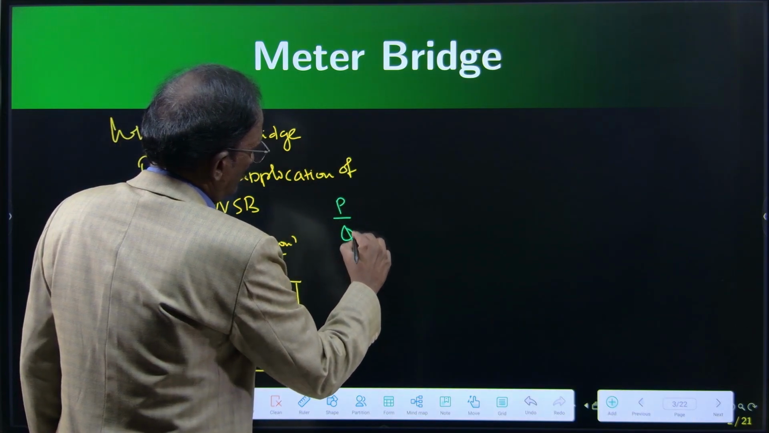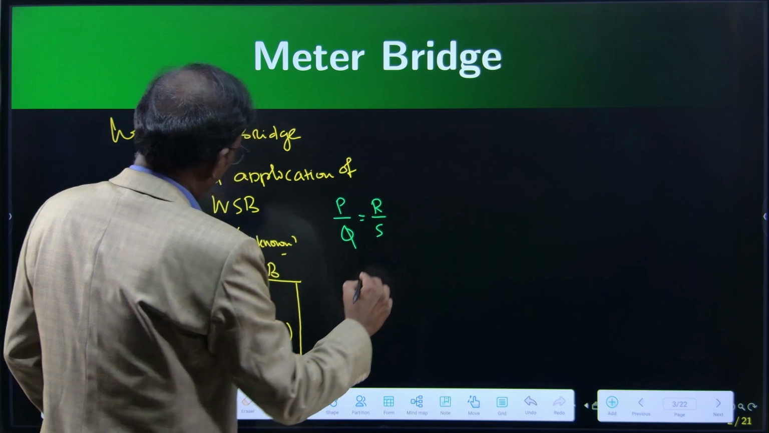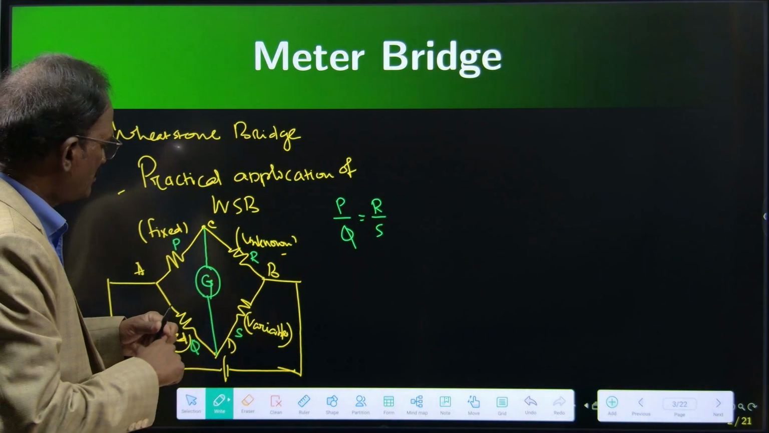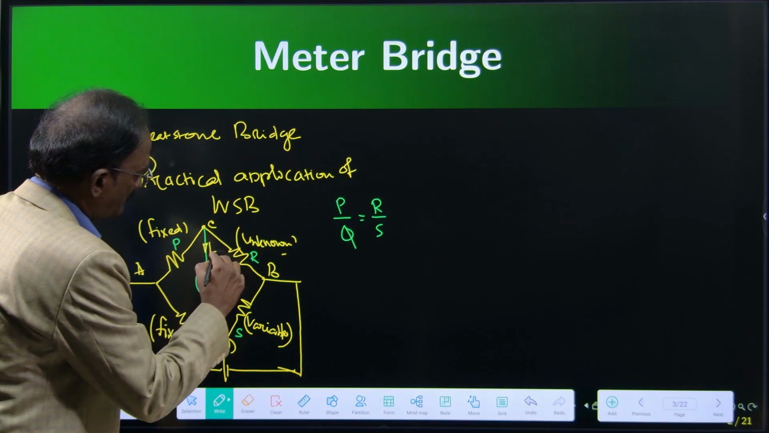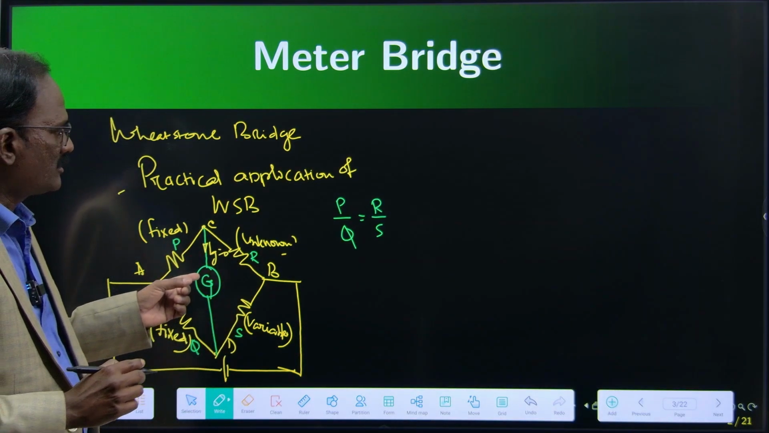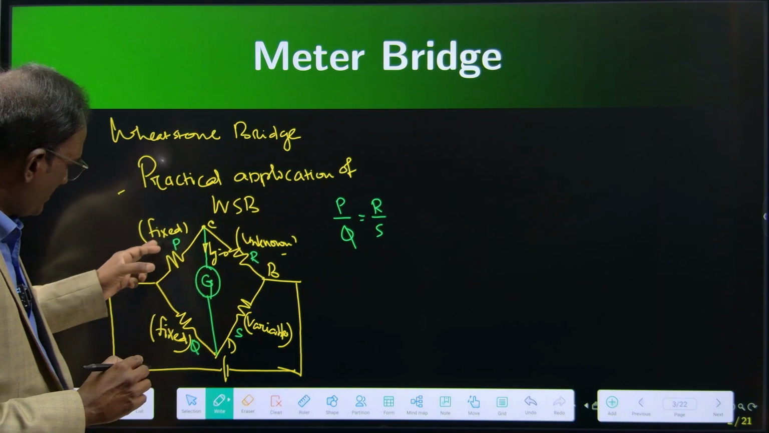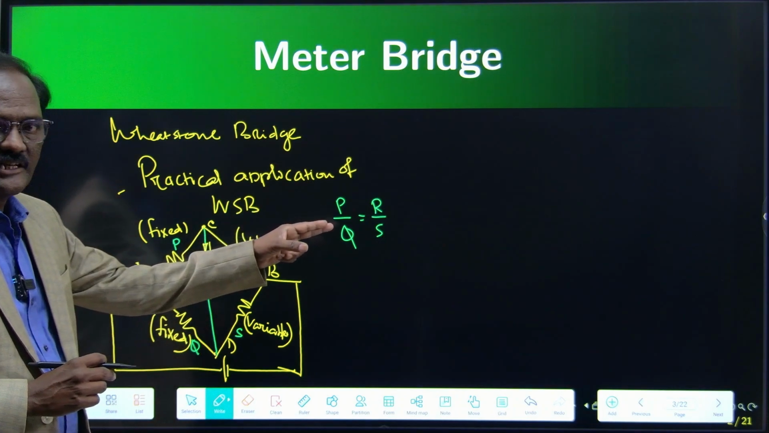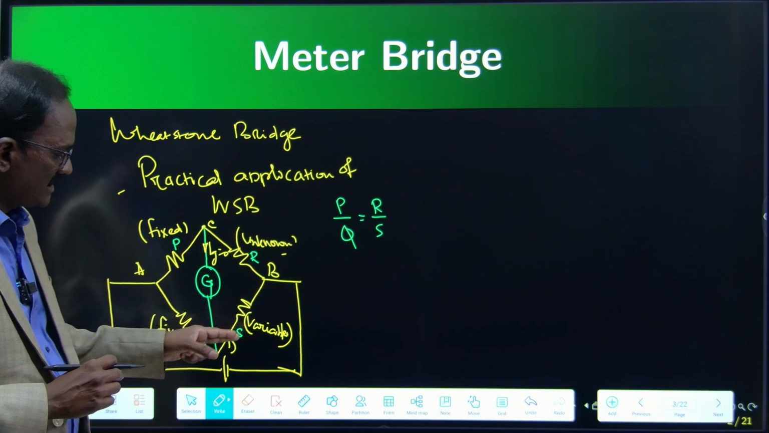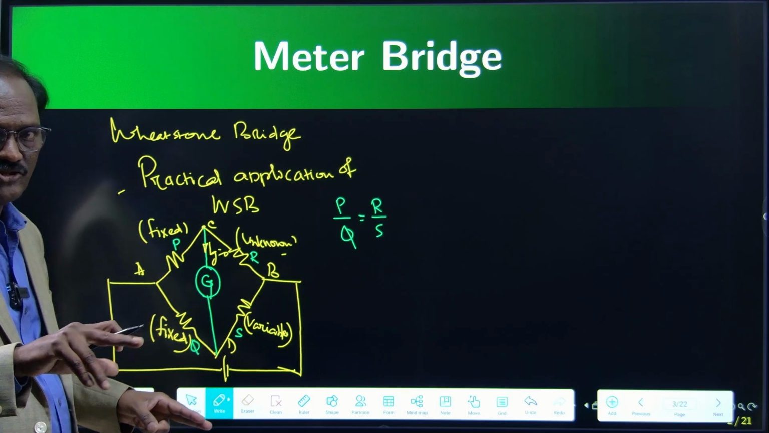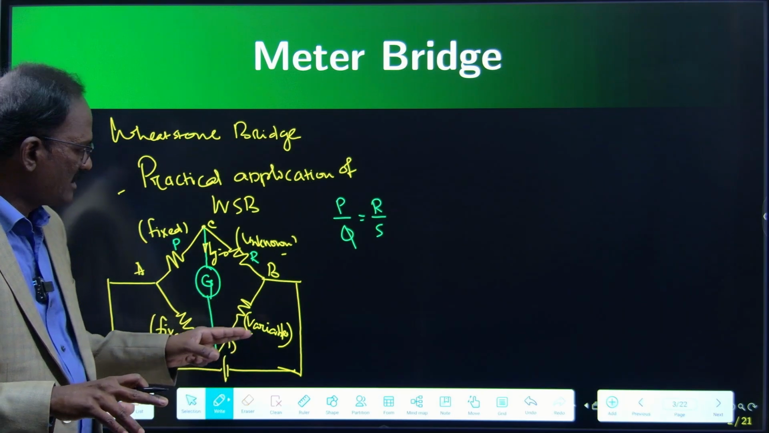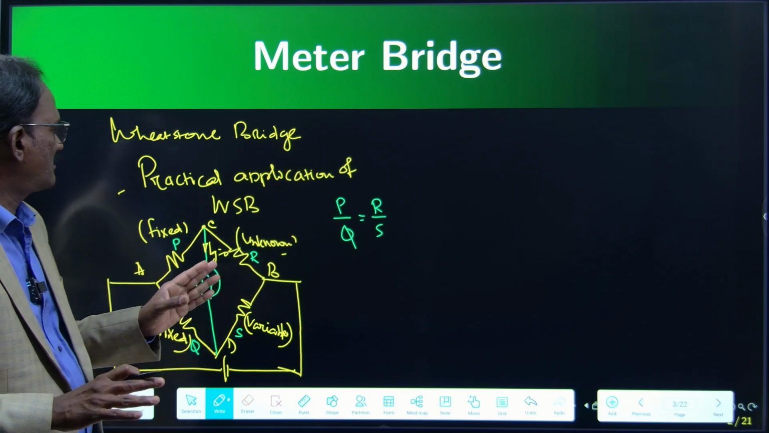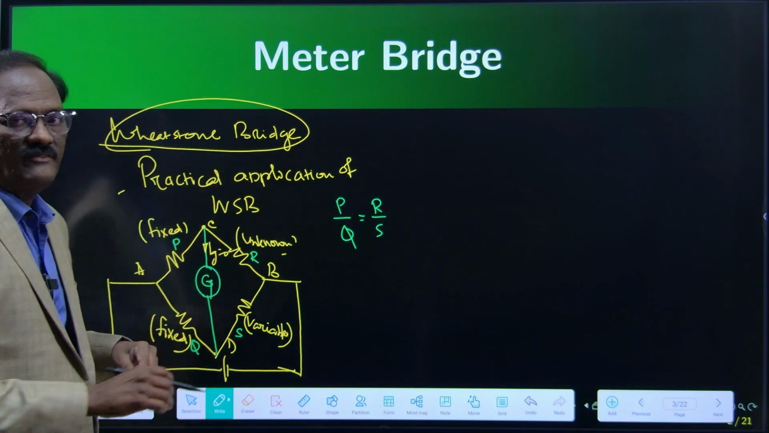This condition also we have seen already. P by Q is equal to R by S. If this ratio is met, the current through the galvanometer will be 0. To have zero current through the galvanometer, I must have this ratio. P by Q must be equal to R by S. That means to have this ratio satisfied, we can vary the value of S because it is variable resistance. Any value you can vary. By adjusting the value of S, you are making P by Q equal to R by S. This is what we have studied under the heading Wheatstone Bridge.